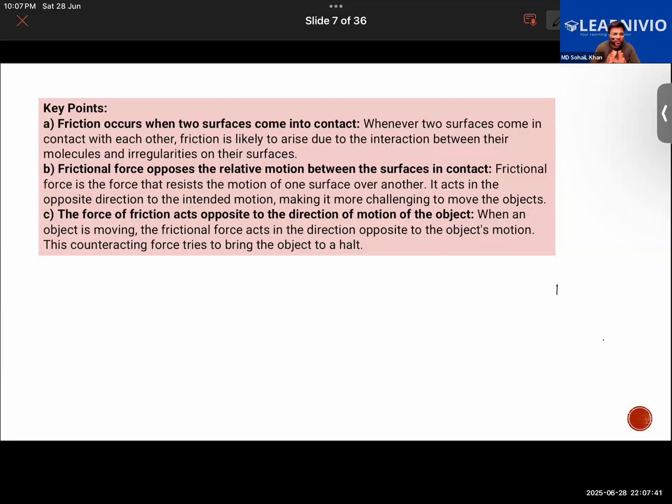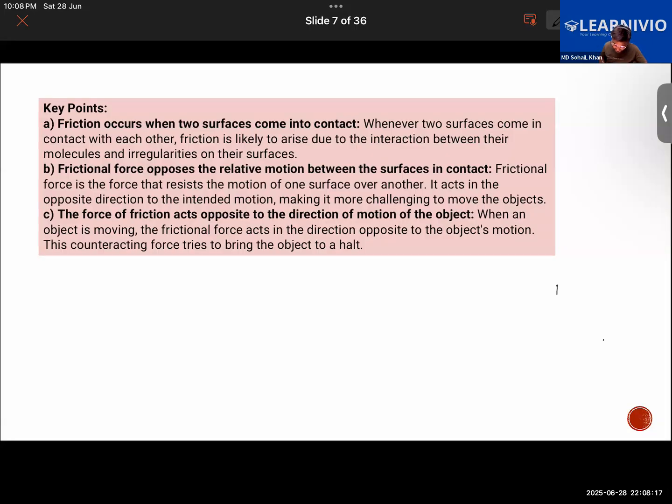Some of the important points to consider about friction: friction always comes into existence when two surfaces interact with each other. Frictional force opposes the relative motion between the surfaces in contact, the same thing we have been discussing. Then, the force of friction acts opposite to the direction of motion of the object. This is the important thing here. You are trying to move the object in the left direction, but friction will oppose its movement and apply the force in the right direction.